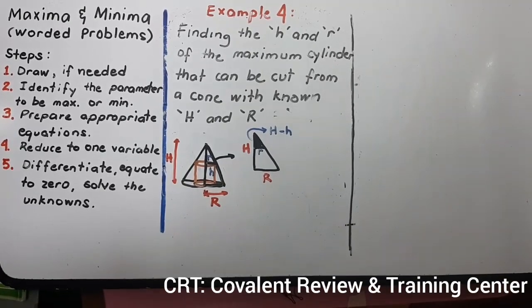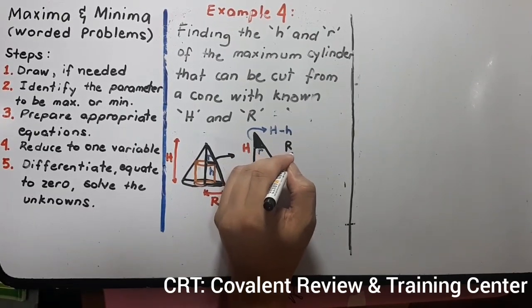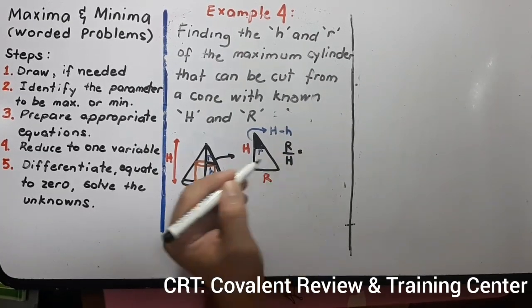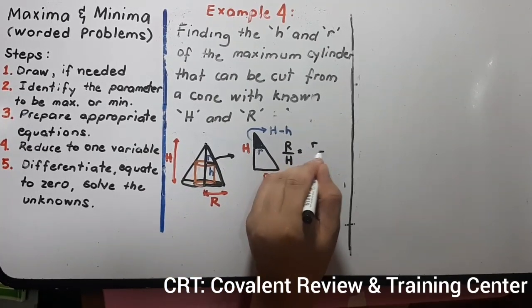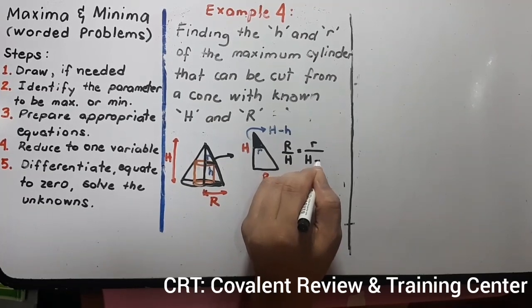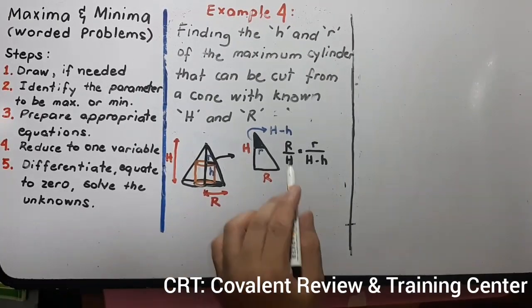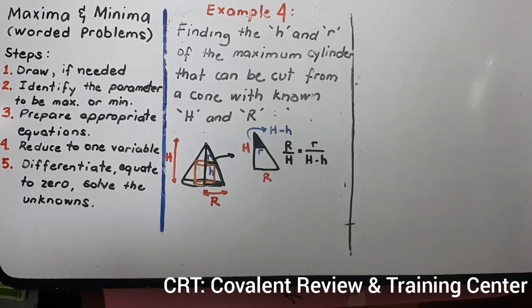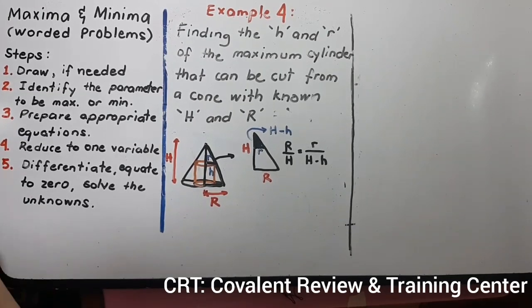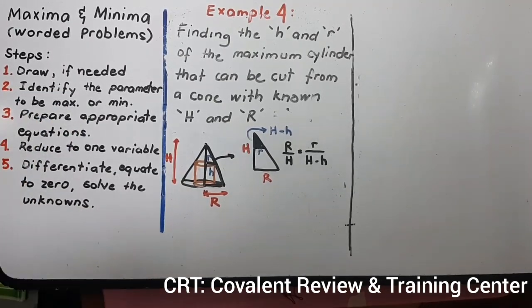Using ratio and proportion, base over the height, we have r over h equals the smaller triangle base over height, small r over capital H minus smaller h. This is our first equation here. The second equation is with respect to our step number 2, the parameter to be maximized or minimized.